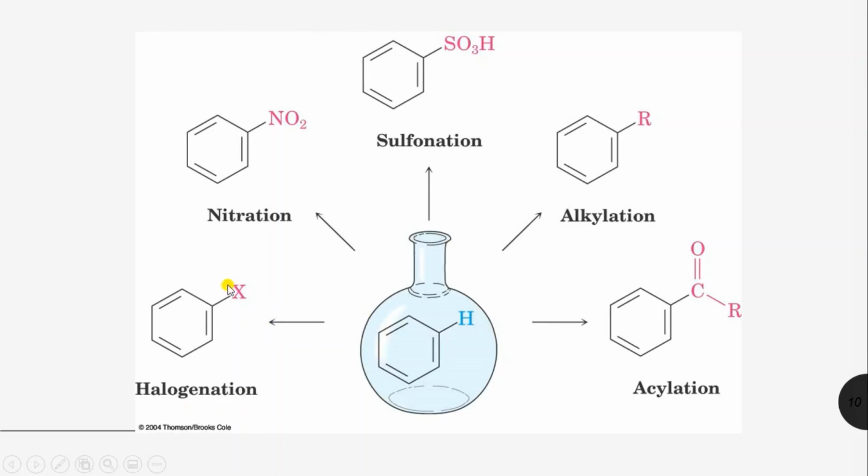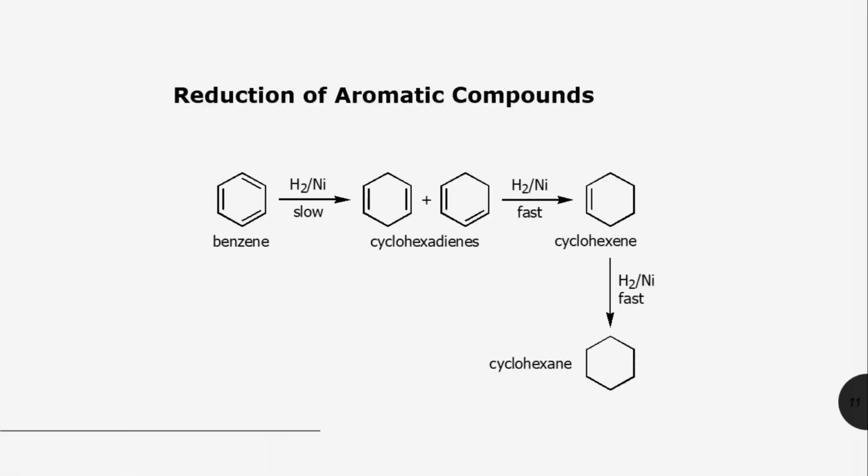So is the case of halogenation, resulting in monosubstituted halogen derivatives such as chlorobenzene and bromobenzene. Similarly, acylation. In the acylation of benzene, the hydrogen is replaced with the acyl group, and the alkyl group is going to replace the hydrogen, resulting in various products such as toluene, ethyl benzene, etc.